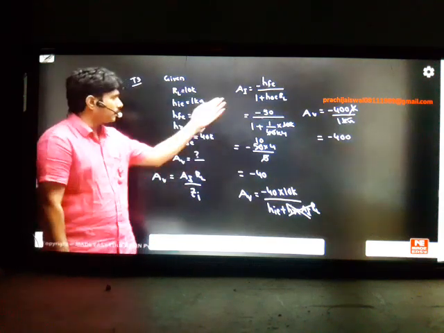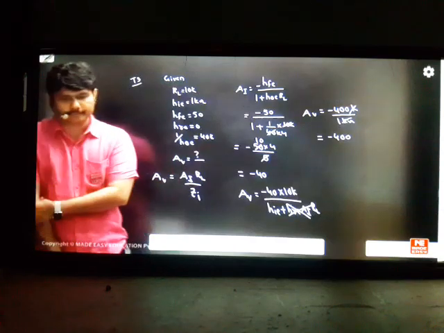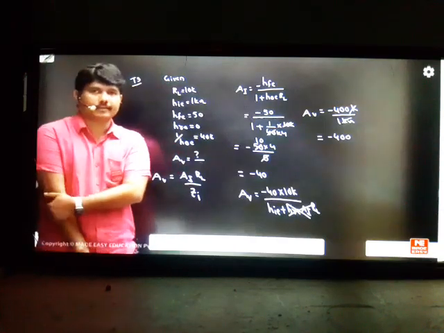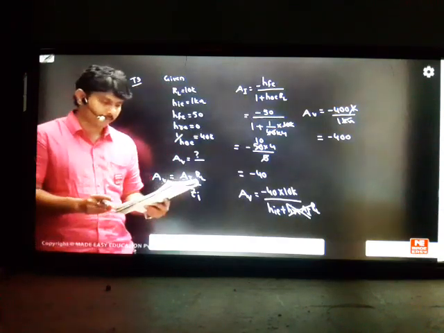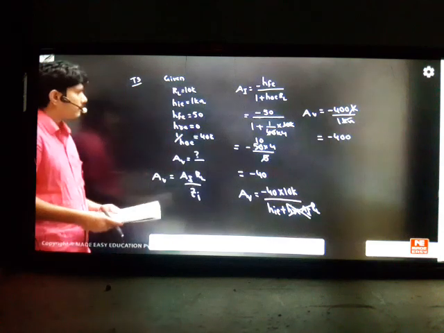Okay? Only 2 formulas, this AI and ZI, to find out this type of problems. So the answer is coming here, minus 400 will be the correct answer for this. It's a very simple, formula based question. T4, we'll try to see what is asking.